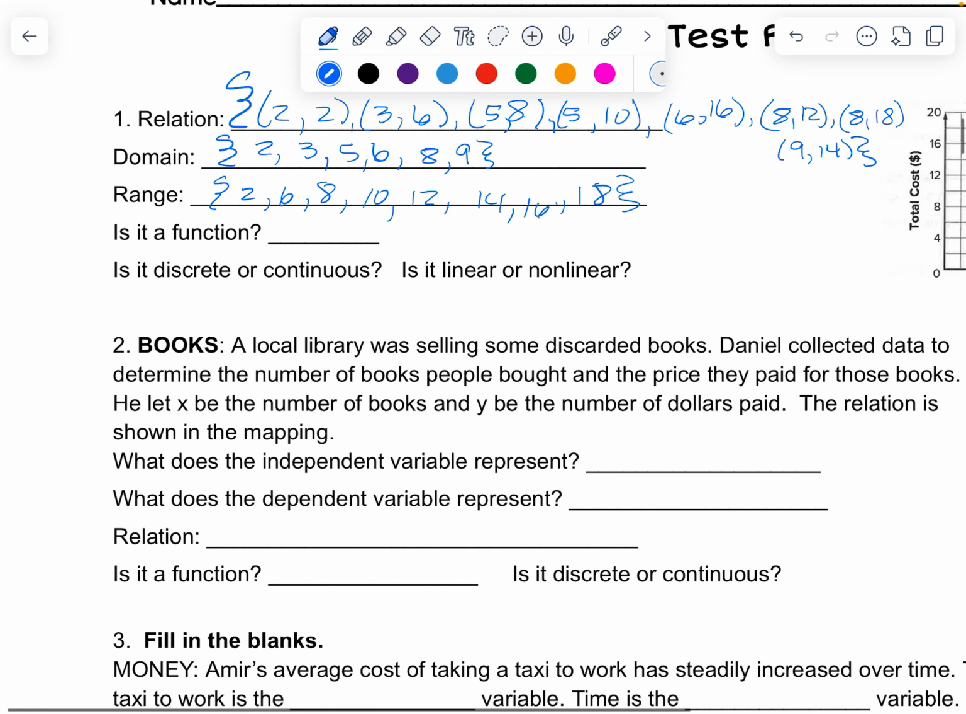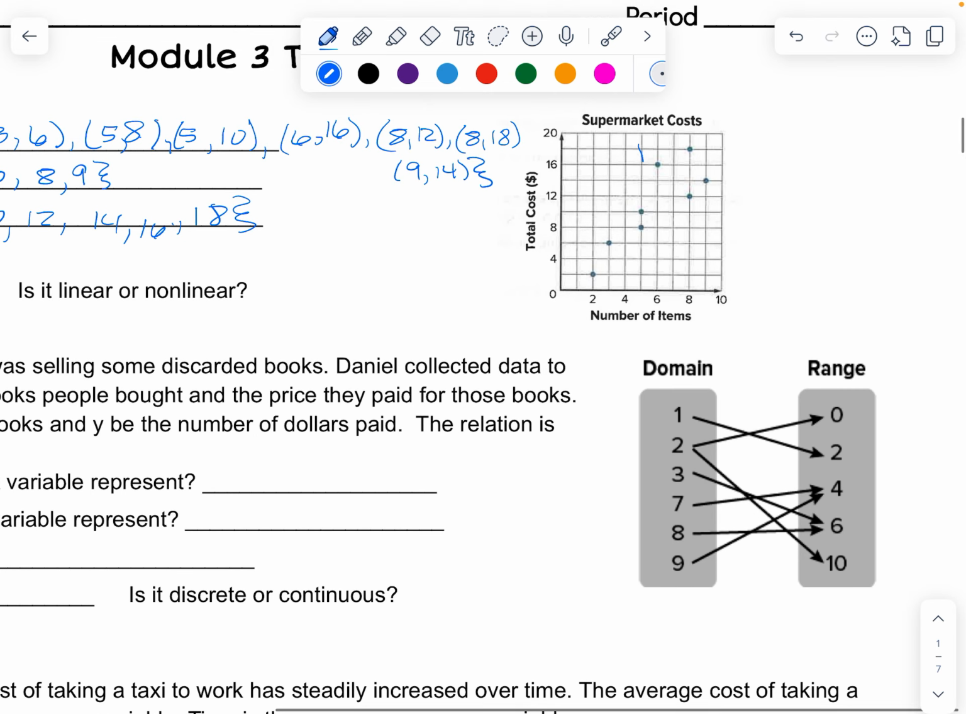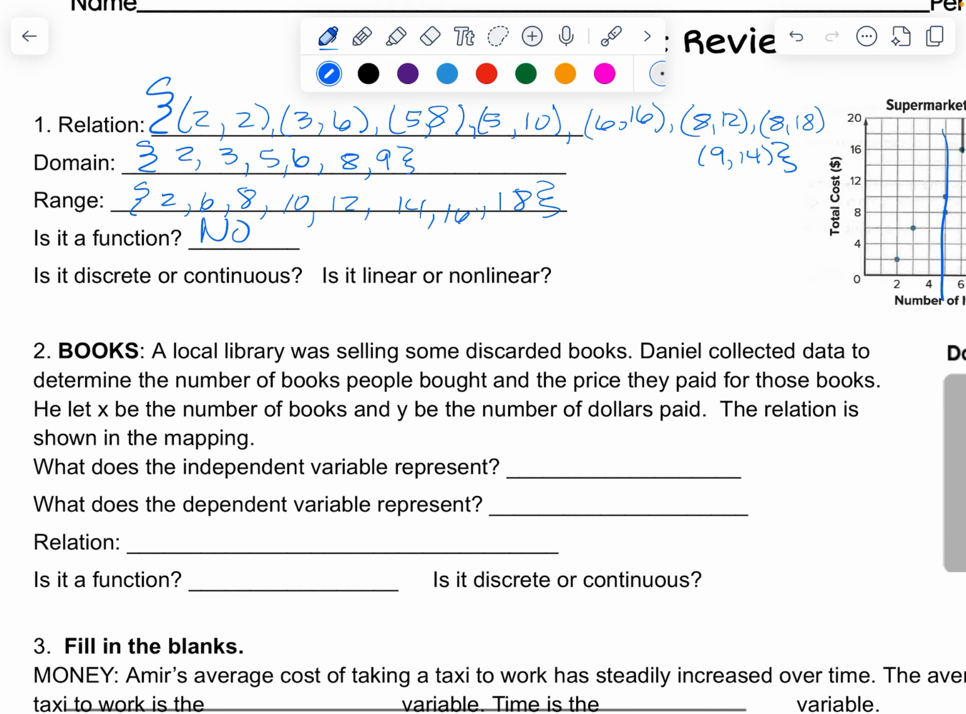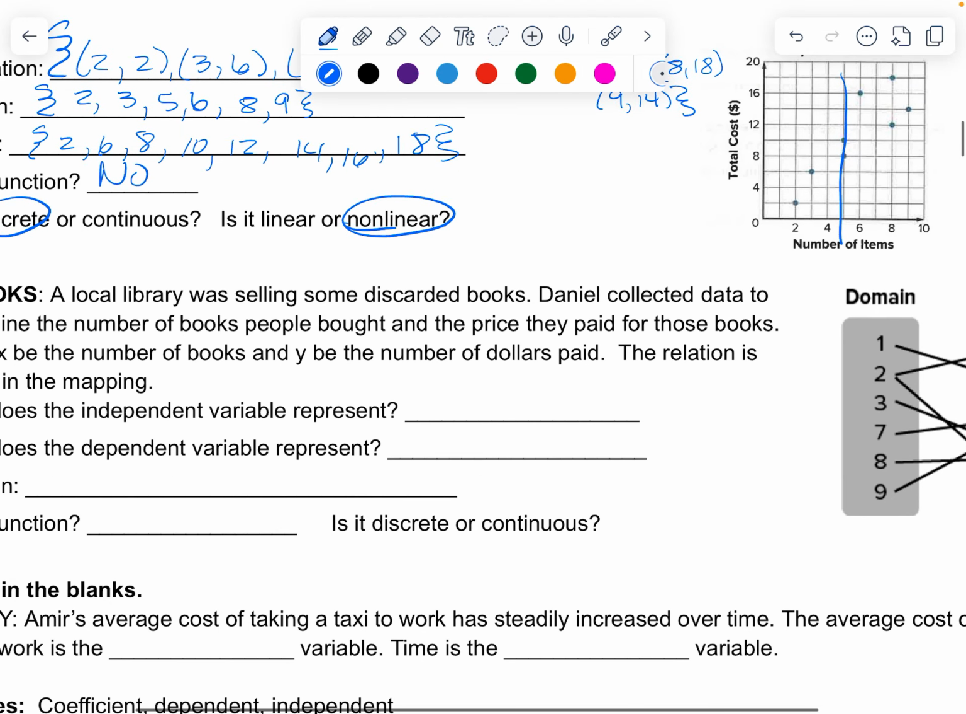Okay. Is it a function? No. Because if I draw a line right here, it goes through more than one point. So that is a no. Is it discrete or continuous? It is discrete, and it is nonlinear. That does not make a line.